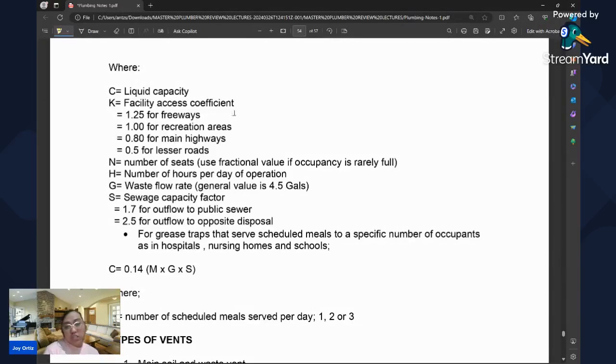N is the number of seats. Use fractional value of occupancy if not very full. H is the number of hours per day of operations. G is the waste flow rate. General value is 4.5 gallons. And S is the sewage capacity factor: 1.7 for outflow to public sewer, 2.5 for outflow to opposite disposal. For grease traps that serve scheduled meals to a specific number of occupants, as in hospitals, nursing homes, and schools.